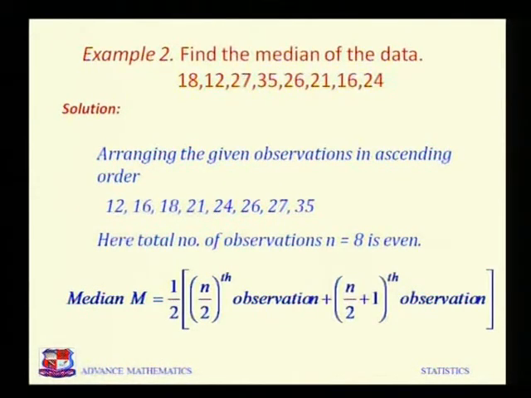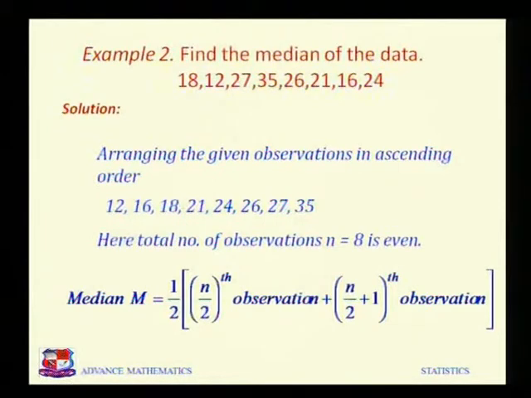Our next example is example 2: find the median of the data. The given data is 18, 12, 27, 35, 26, 21, 16, 24. So, first of all, as it is ungrouped data, we have to arrange the observations in ascending order. We can also arrange it in descending order, but here we are arranging the given observations in ascending order. So first comes 12, then 16, 18, 21, 24, 26, 27 and 35. So count these observations. The total number of observations, that is n, is equal to 8. Now 8 is an even number.